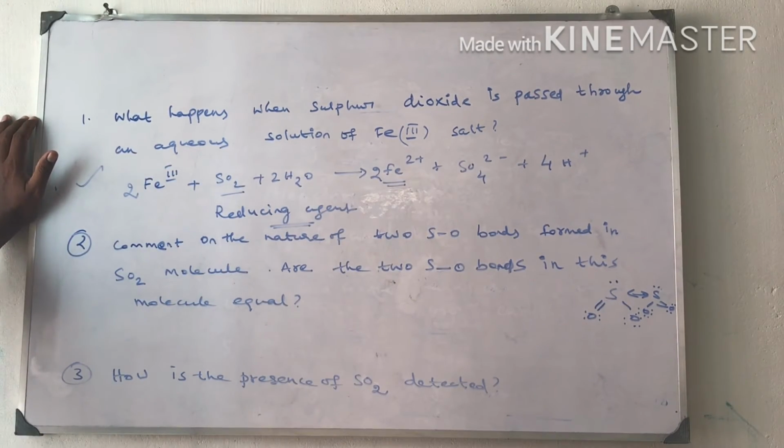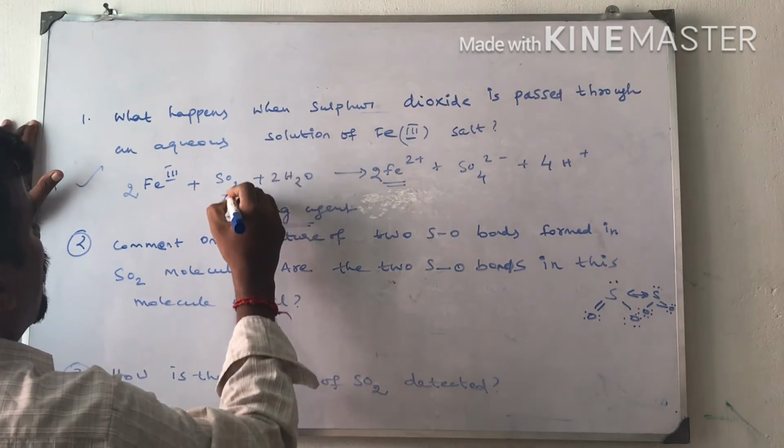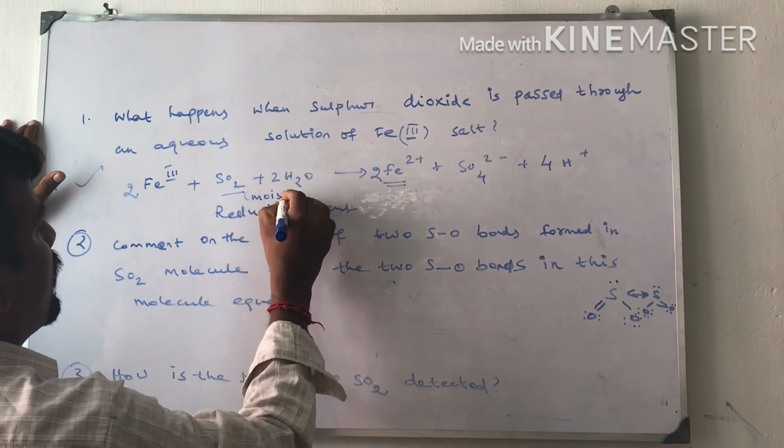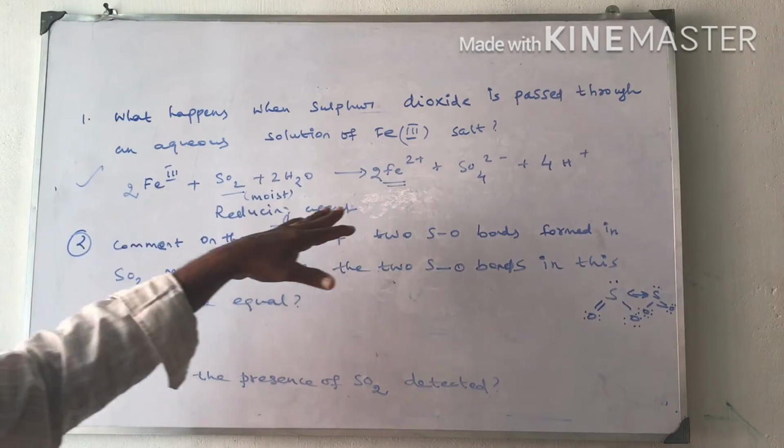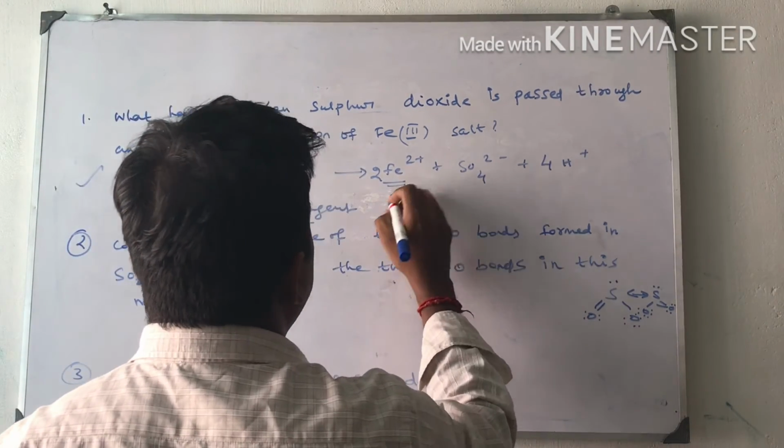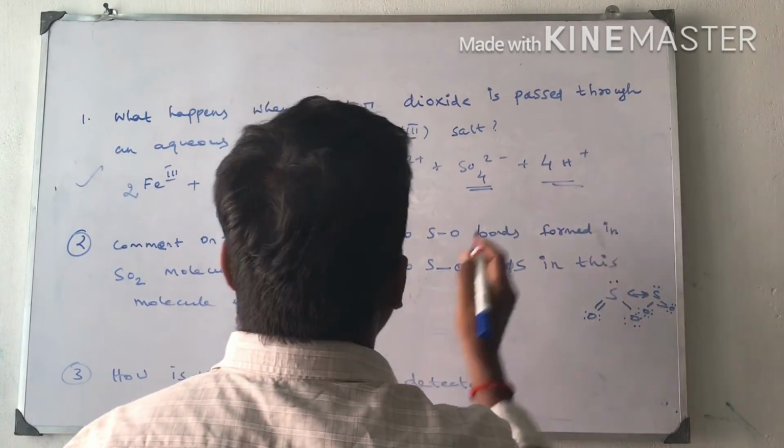Sulfur dioxide is a very good reducing agent in the case of moist sulfur dioxide. This you also have to keep in your mind. Moist sulfur dioxide reacts with iron 3+ in the presence of water. It will give iron 2+ reduced, and it will give SO4 and 4H+.